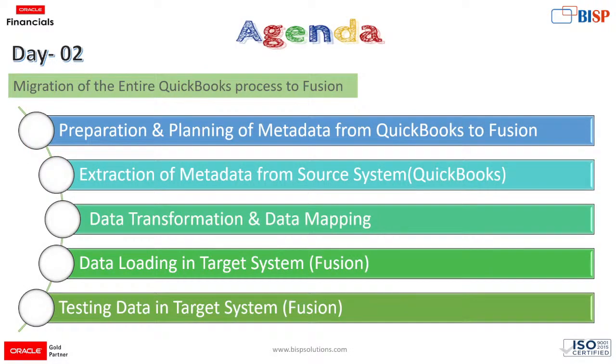In today's day 2, the migration of the entire QuickBooks process to Fusion: preparation and planning of metadata from QuickBooks to Fusion, then extraction of metadata from the source system, that is QuickBooks, then data transformation and data mapping, then data loading in the target system, that is Fusion, and testing data in the target system, that is in Fusion. So this is the entire process. We will go through all the process in today's webinar.